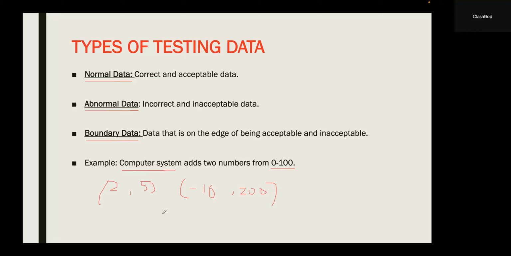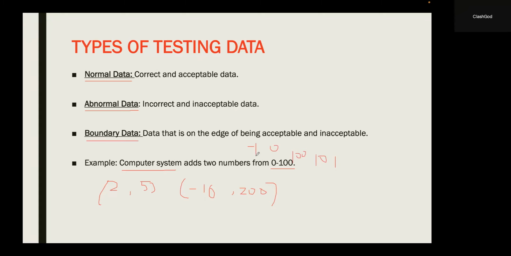The third is boundary data. Now, the definition says that it is on the edge of being acceptable and unacceptable. What this means is that, for example, in this range from 0 to 100, boundary data, for example, can be 100 because it is on the edge of being acceptable. How about on the edge of being unacceptable? Maybe it is 101. That can actually be considered as boundary data. How about 0 and -1? These are all types of boundary data.